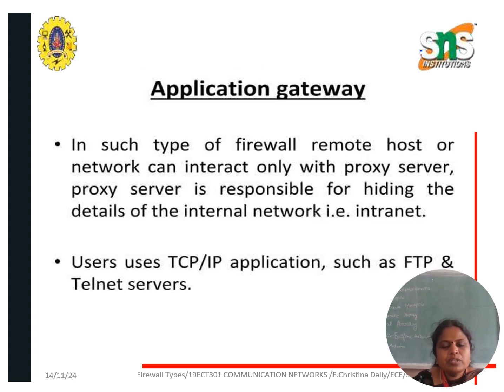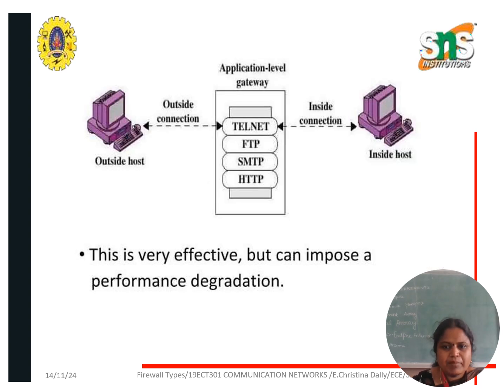The next one we are going to see is the application gateway. What do we mean by application gateway? In this type of firewall, the remote host or network can interact only with the proxy servers. The purpose of the proxy server is to hide the details of the internal network. Here, users use TCP/IP applications such as file transfer protocol and telnet services. These are the application gateway.